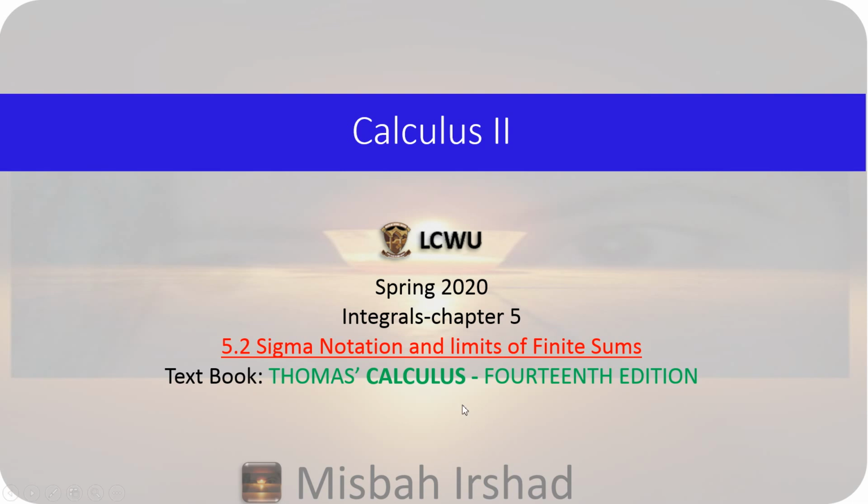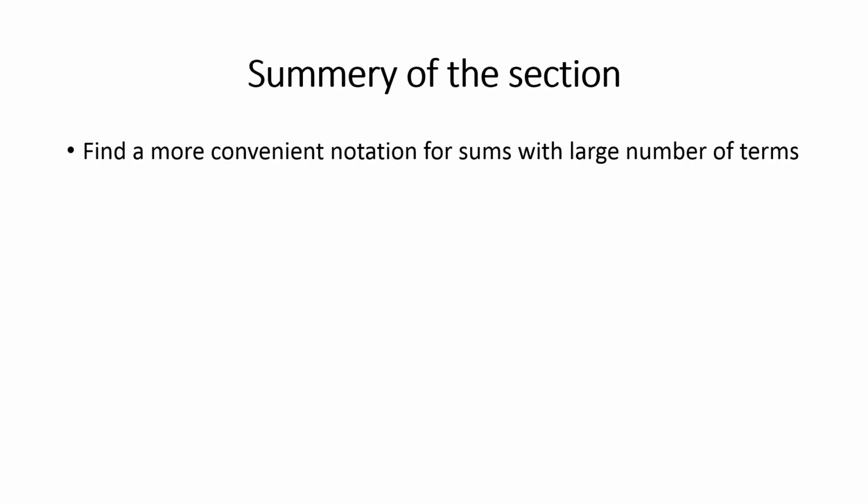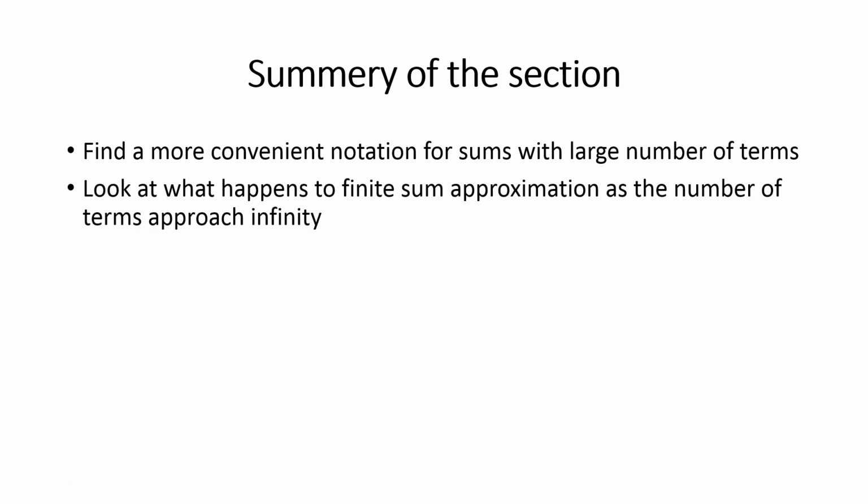Assalamualaikum. Today we are going to start section 5.2 from chapter number 5, and this is about sigma notation and limits of finite sums. So the summary of this section is as follows. First of all, we'll find a convenient notation for sums with a large number of terms, and then with the help of this notation we'll look at what happens to finite sum approximations as the number of terms approaches infinity.